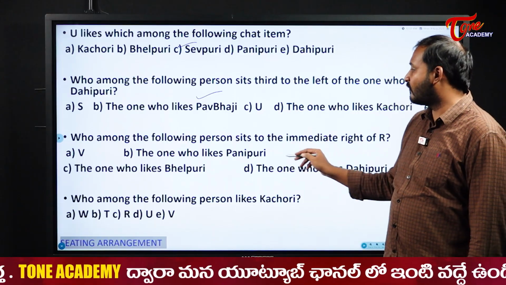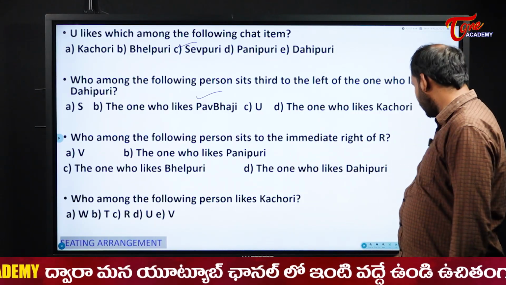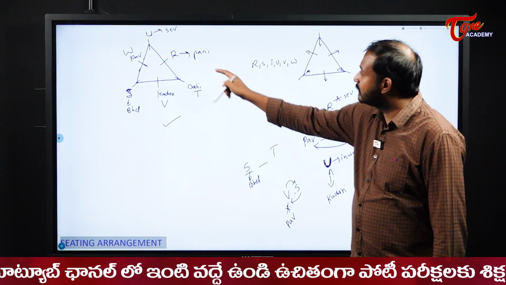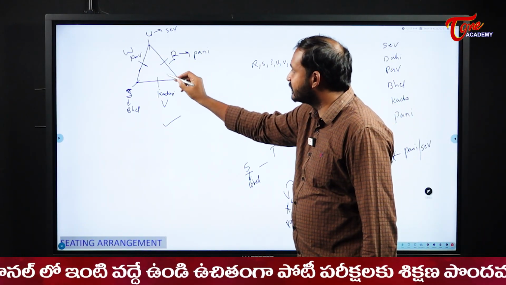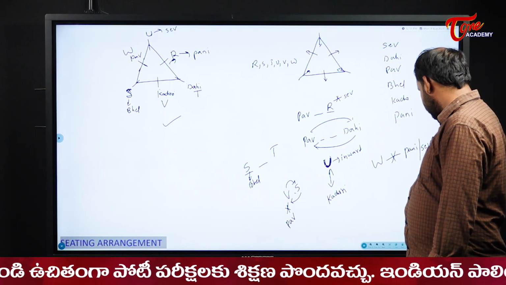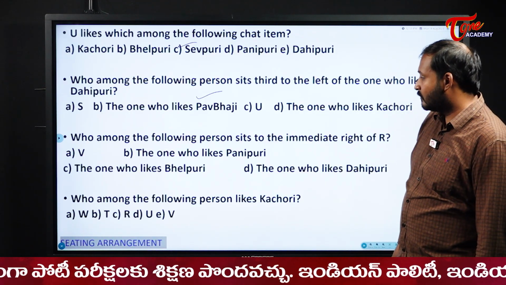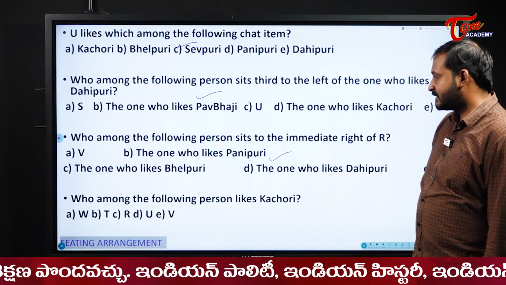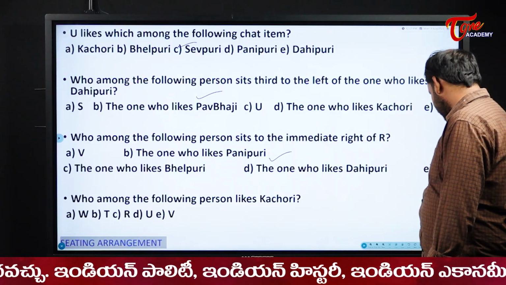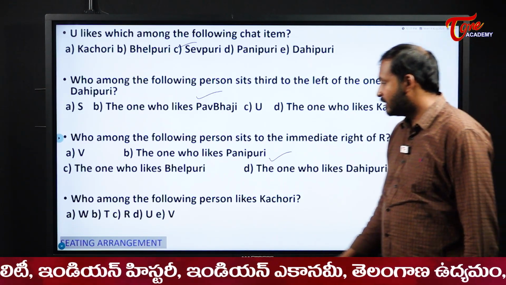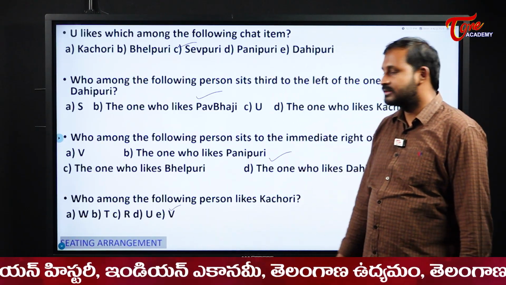Next, who among the following persons sits immediate to the right of R? R is facing outward. Right is T and he likes dahi puri. Next, which among the following persons likes kachori? Who likes kachori here? V. Here V will be our answer for us.